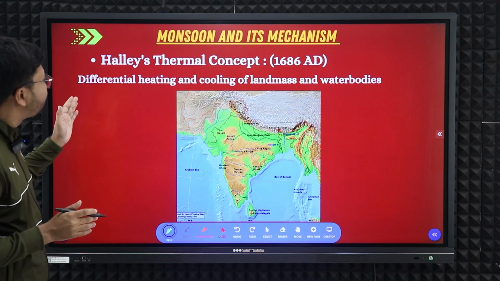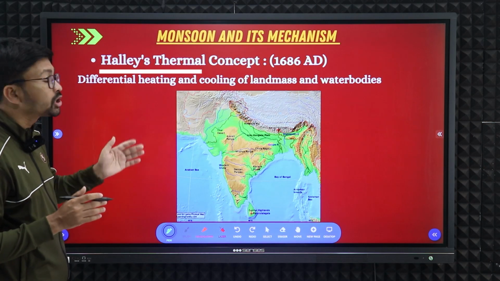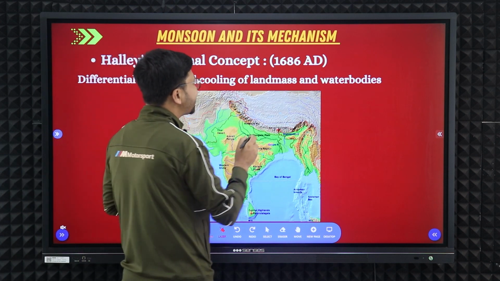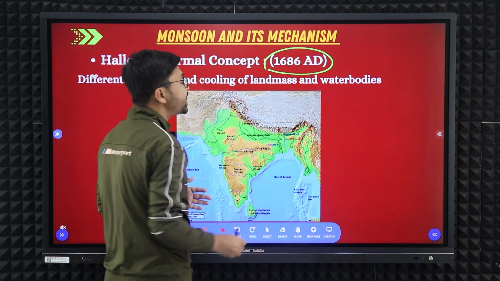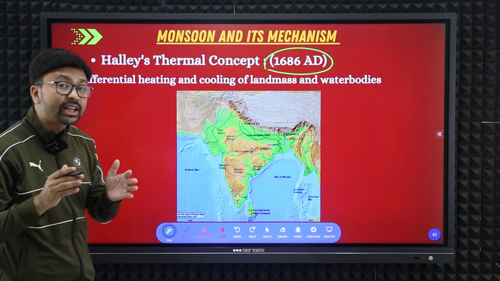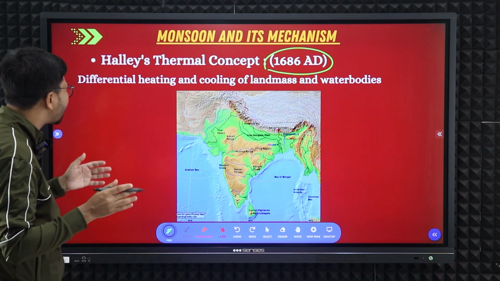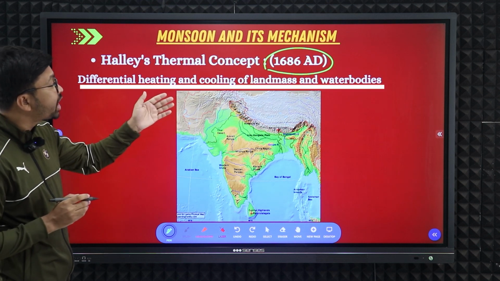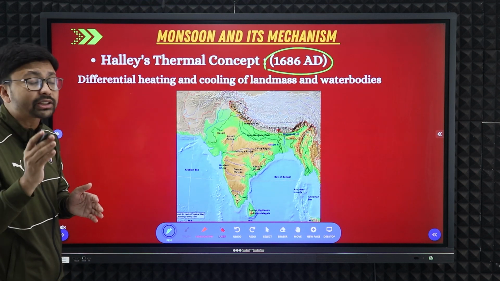So here you can see the first concept given by Halley, that is called the thermal concept, and it was the oldest concept, given in the year 1686 AD. So what is that? This concept is very important here. That is differential heating and cooling between landmass and water bodies.